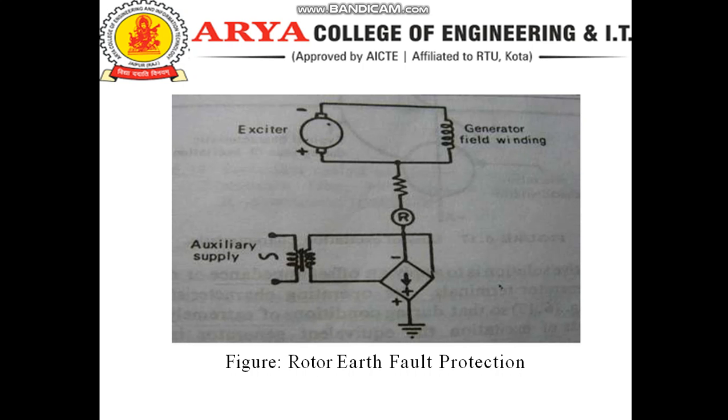This is the basic circuit diagram of rotor earth fault protection for the protection of the rotor of the generator winding. Here we use an auxiliary AC supply given through an additional component, that is the transformer, and a relay is connected between the generator field winding and the ground, as shown in the figure, to protect the rotor of the generator.